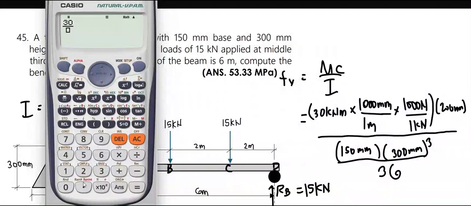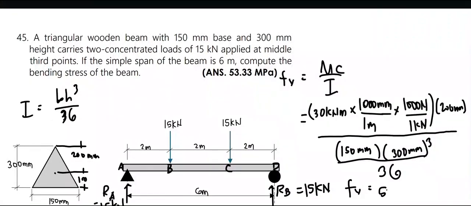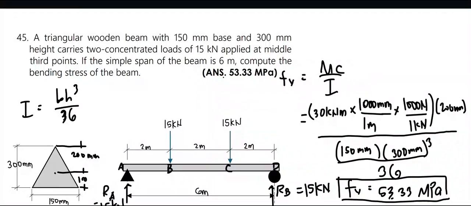So we have 30 times 1000 over 1 times 1000 over 1 multiplied by 200 millimeters all over 150 times 300 cubed divided by 36. We get our stress equal to 53.33 megapascals. And that is the maximum bending stress felt by this beam with a triangular section. And that is our final answer.